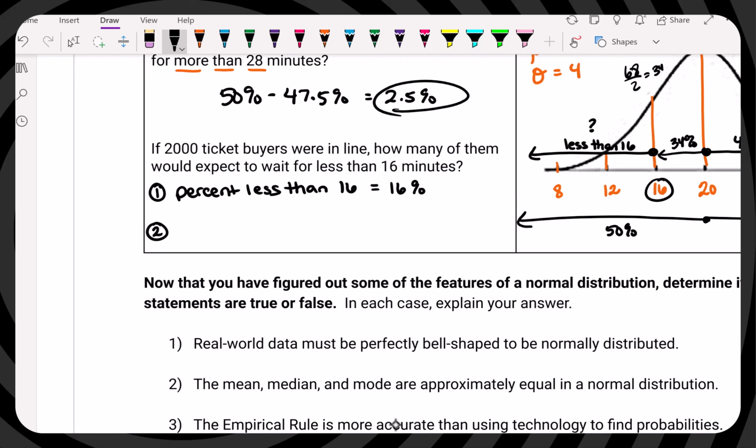Now, that is a total coincidence. 16 just happens to be in the spot where it's going to have 16%. It's not at all going to be the same number, okay? You got to do your 50 minus 34. Okay, now all you got to do is find 16% of the total, which is 2,000 ticket buyers. That is going to be 0.16 times 2,000. And that's going to be 320.